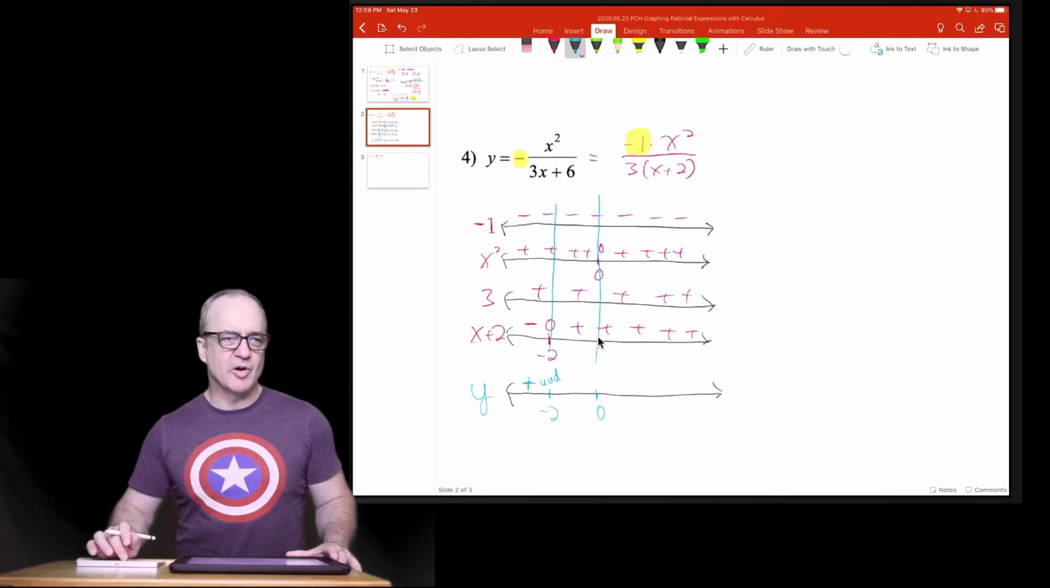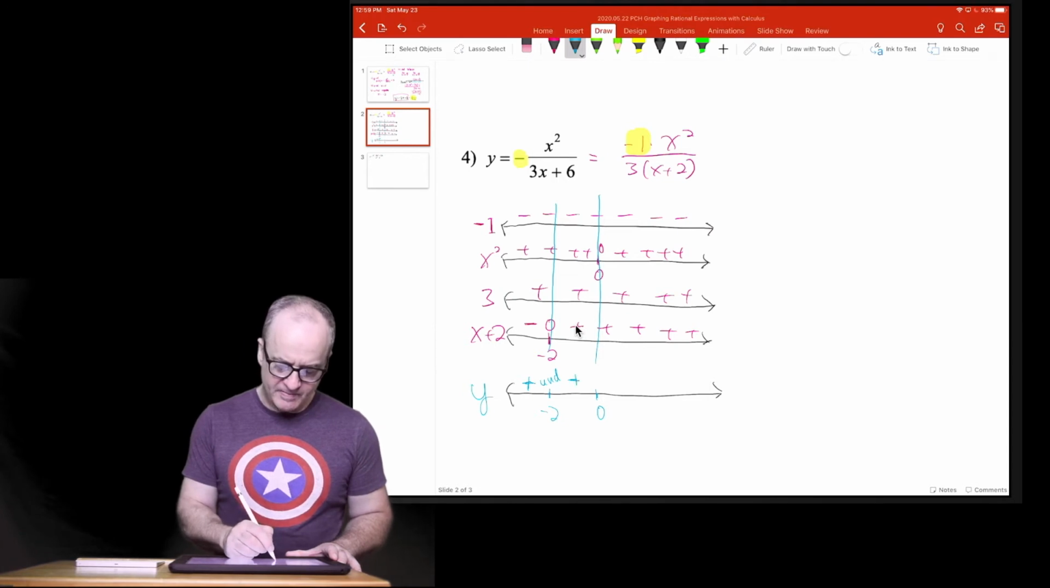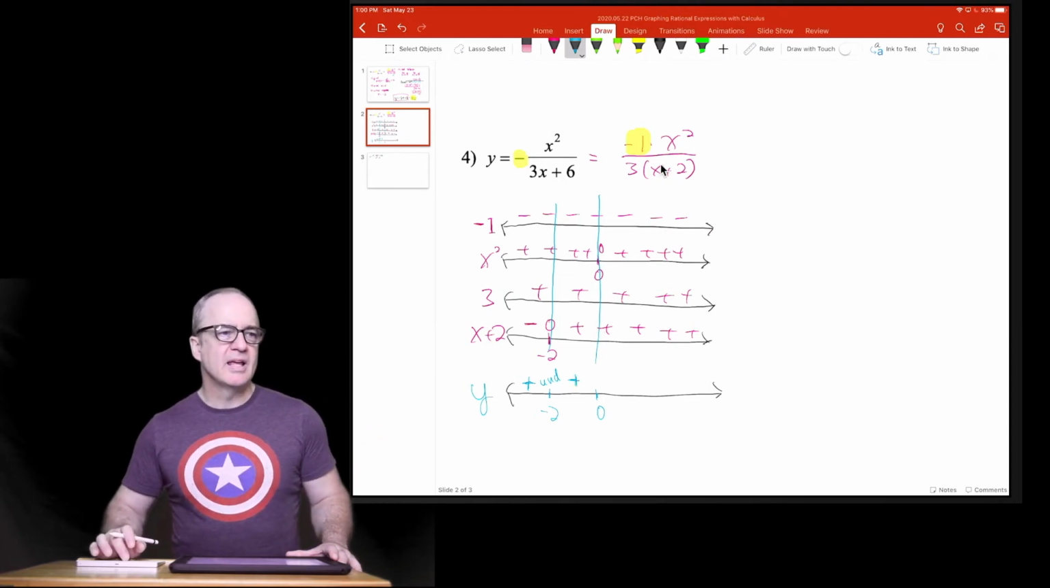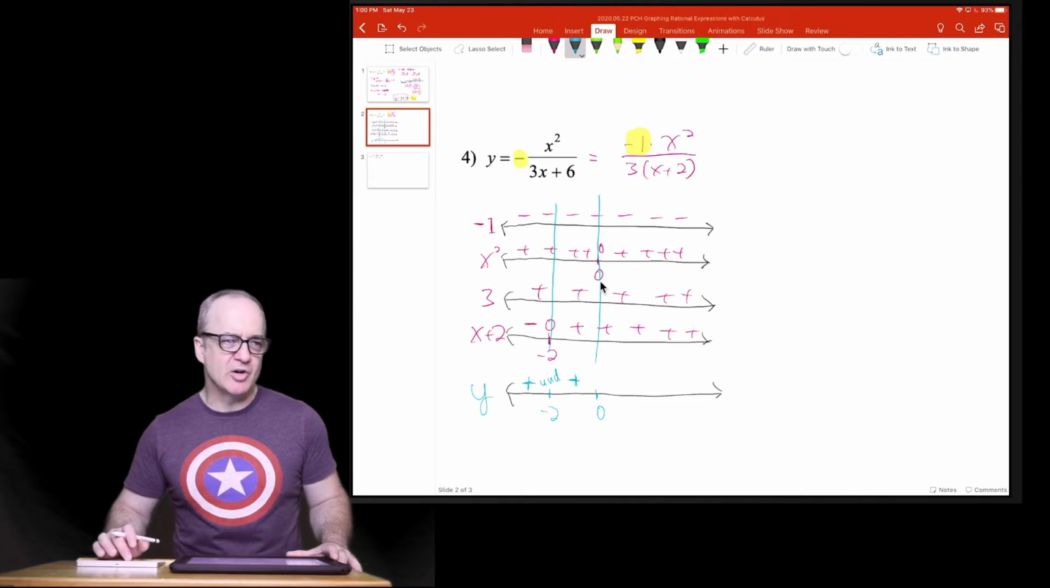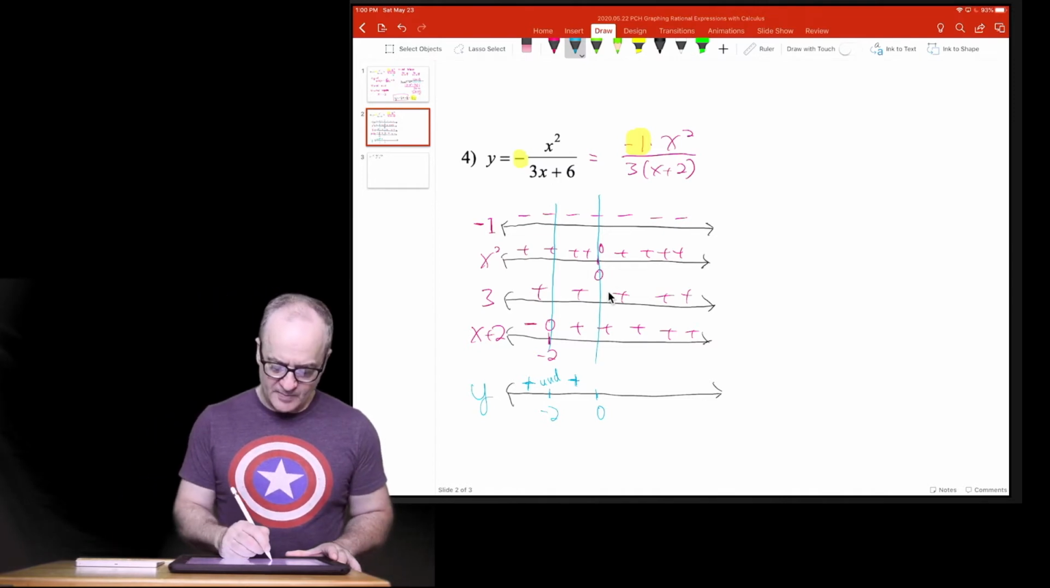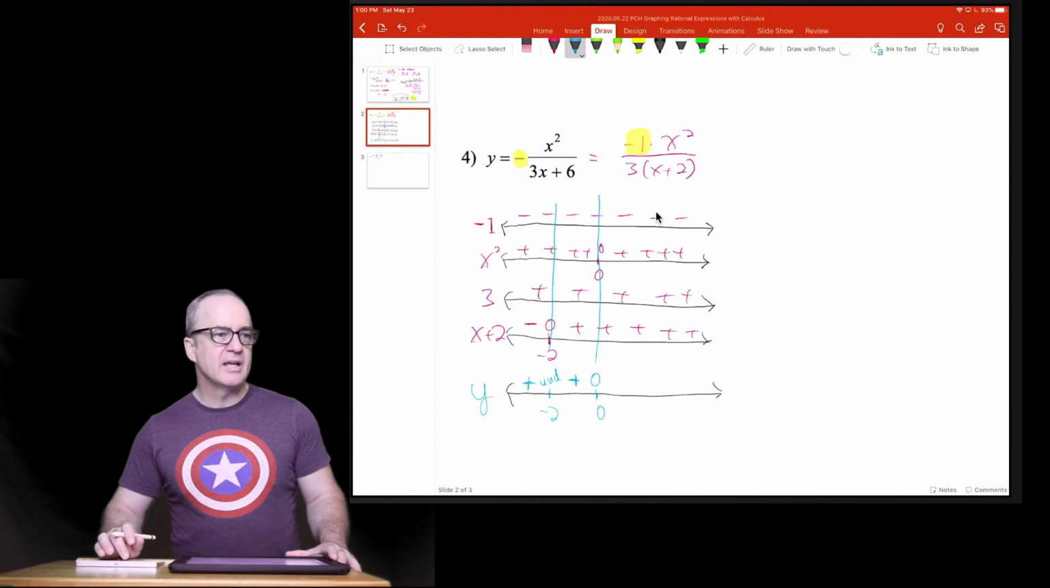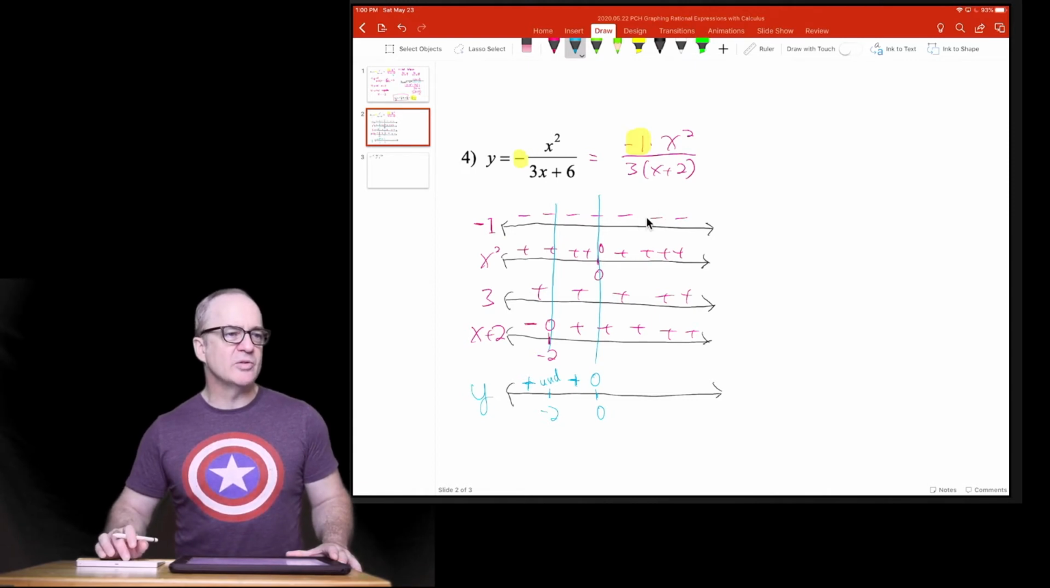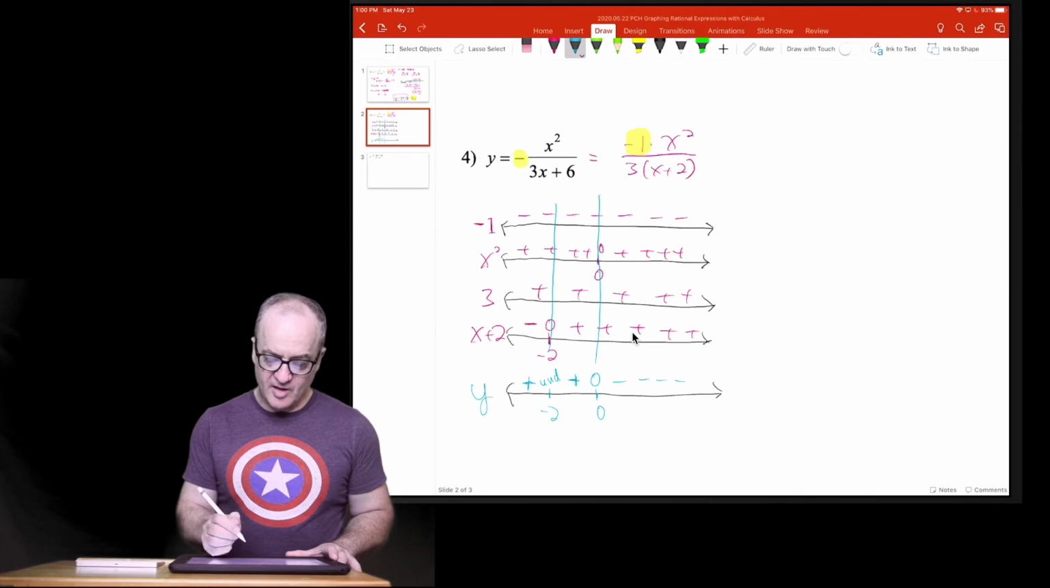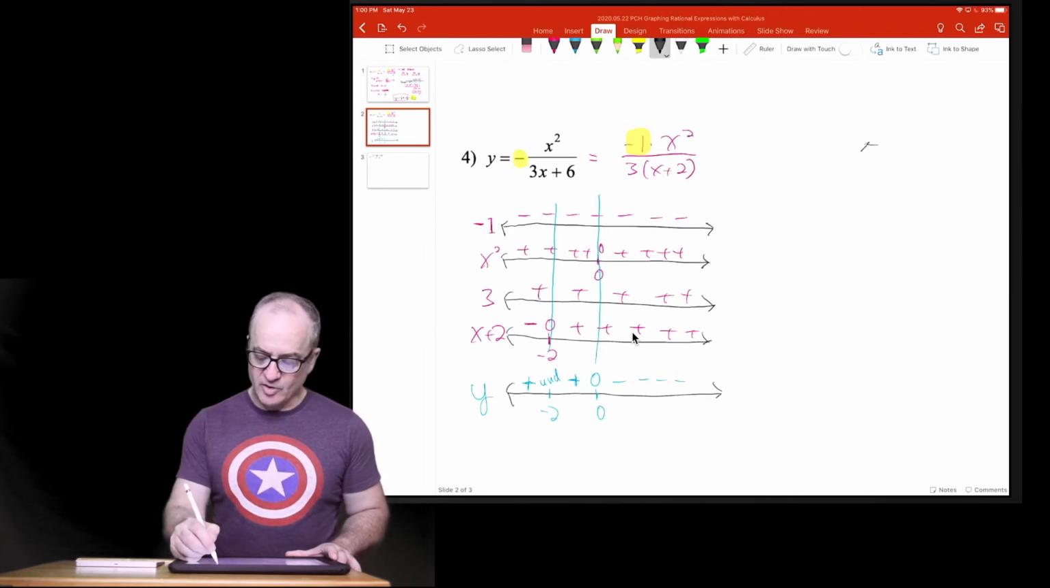Between negative 2 and 0, we have a negative times a positive, divided by a positive, divided by another positive. Our function has to be positive. At x equals 0, we have a negative times 0. Okay, so it's 0. Doesn't really matter what we're dividing by here as long as it's not another negative. So our function will be 0 at that point. And for all values greater than 0, we have a negative times a positive divided by a positive divided by another positive. Our function will be negative for all those values.